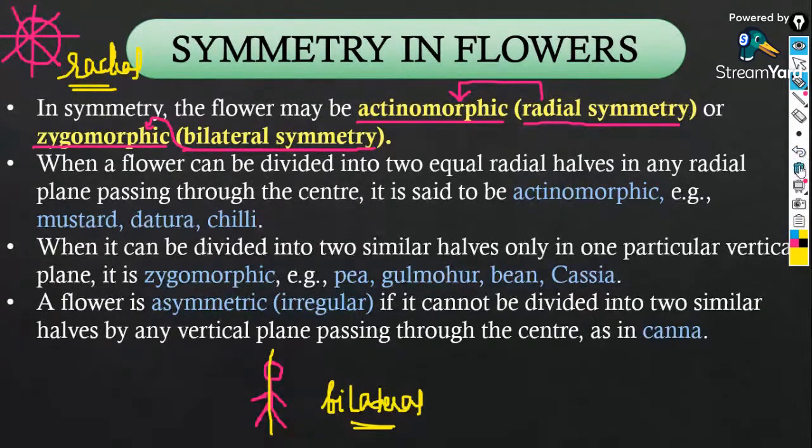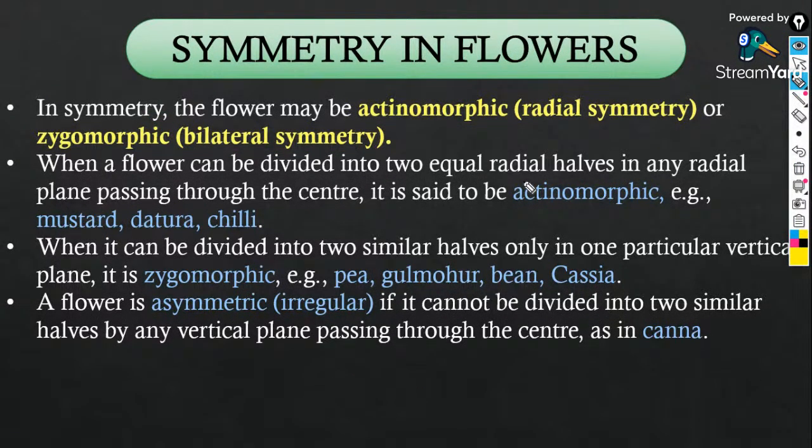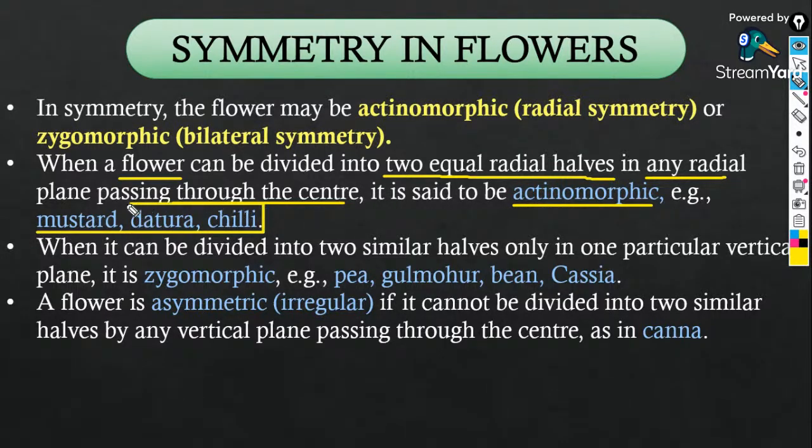Yes. So radial symmetry will be actinomorphic and bilateral symmetry would be zygomorphic. Listen very carefully. When a flower is divided into two equal radial halves in any radial plane passing through the center, it is said to be actinomorphic. Example: mustard, datura and chili. So guys, very important examples.